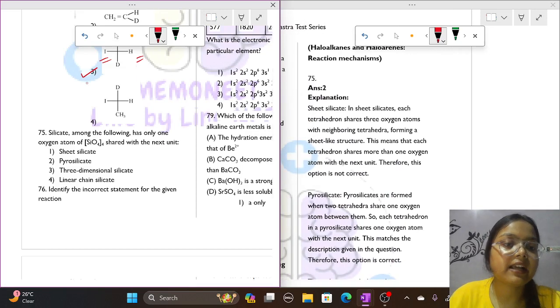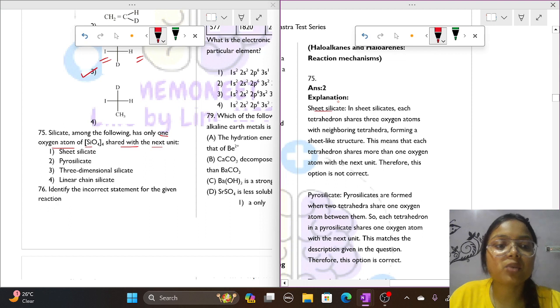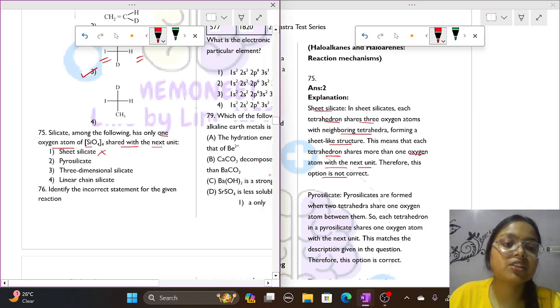Which silicate among the following has only one oxygen atom of SiO4 4- shared with the next unit? So we have to identify the next unit. Okay, so let's see. Sheet silicate. So what happens in sheet silicate? Each tetrahedron shares 3 oxygen atoms with neighboring tetrahedra, forming a sheet-like structure. This means that the tetrahedron shares more than one oxygen atom with the next unit. Therefore, this option is not correct. Okay, sheet structure is not correct.